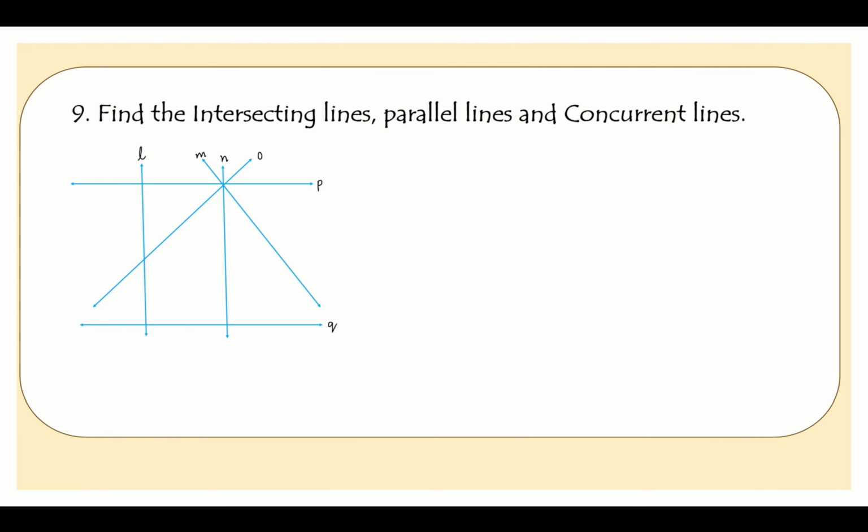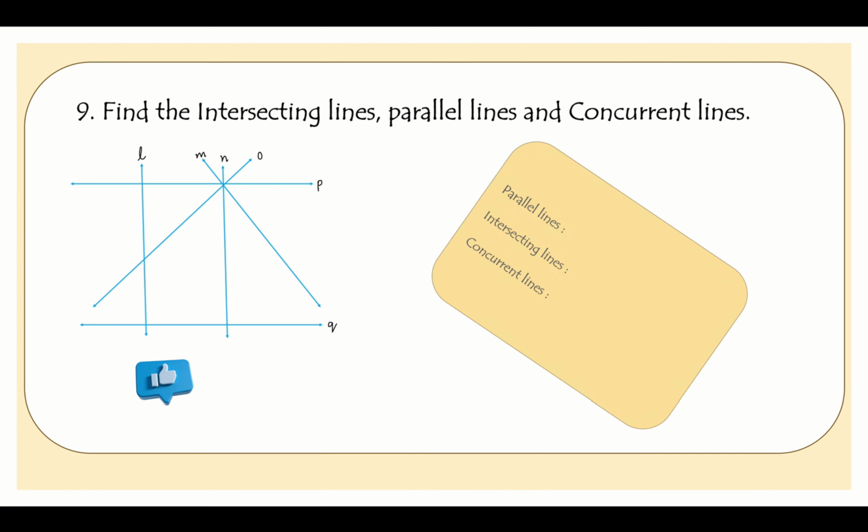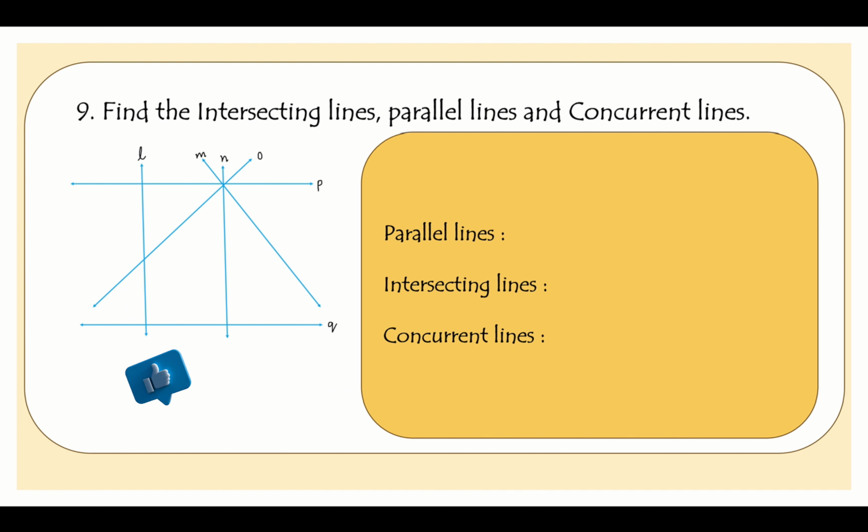My next question is, find the parallel lines, intersecting lines and congruent lines for the given figure. In my previous video, I told you how to find parallel lines and intersecting lines. When do you say two lines are said to be parallel? If they do not meet each other or intersect each other. From the given figure, it is clear that L and N are parallel lines. Similarly, P and Q are parallel lines because they do not meet each other or intersect each other. So I can write L and N are parallel lines, and similarly P and Q are parallel lines.